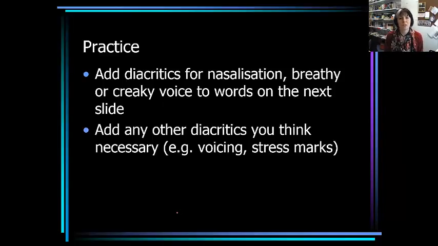Okay, now I'm going to give you some words to practice with, and what you need to do is add diacritics for nasalization, breathy or creaky voice to the words on the next slide, and add any other diacritics you think necessary. If you want to draw parametric diagrams as well, that's entirely up to you, but I want you to think about what this sounds like basically and how you'd give a broad phonetic, an allophonic transcription of that. I'm just going to have a quick drink of water so that my voice quality isn't too weird while I'm producing this.